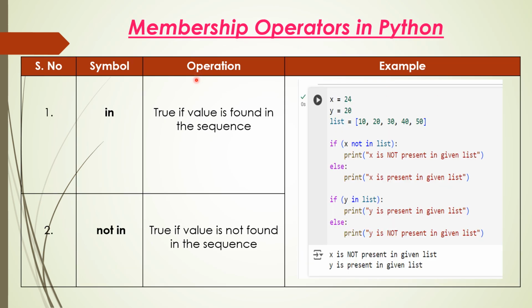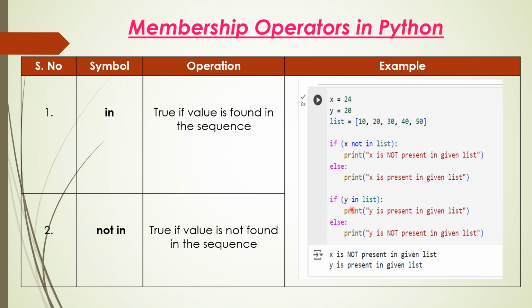Next is the membership operator, in and not in. True if the value is found in the sequence. For an example, I have x equal to 24 and y equal to 20. I'm creating a list of these values. And I'm going to put an if condition, x is not in list. Yeah, of course, x is not in the list. 24 is not there. If x is not in the list, then I have to print that it's not given in the list. Else I'll print x is present in the given list.